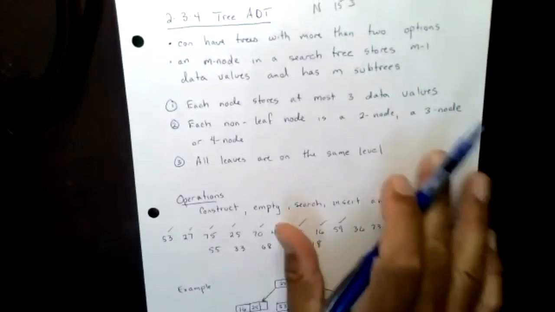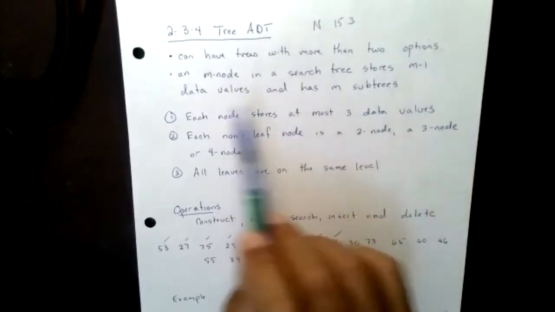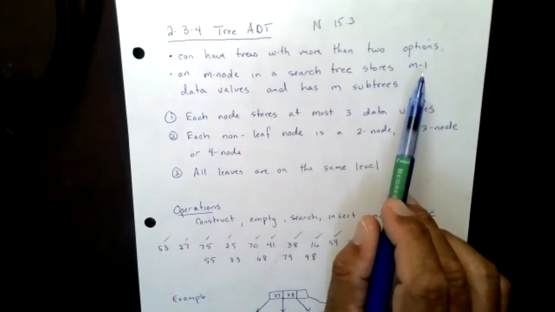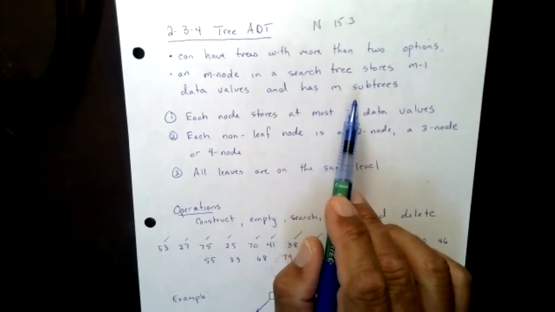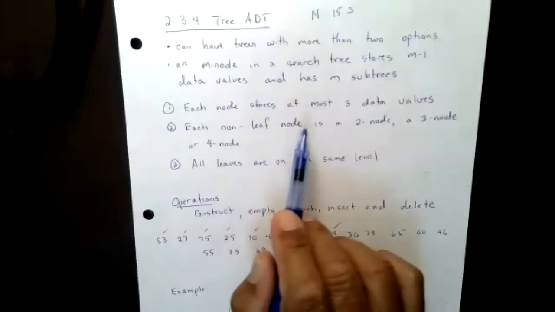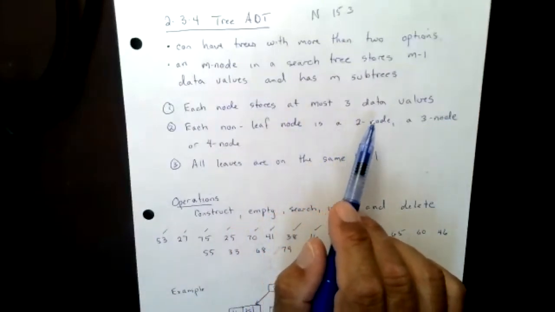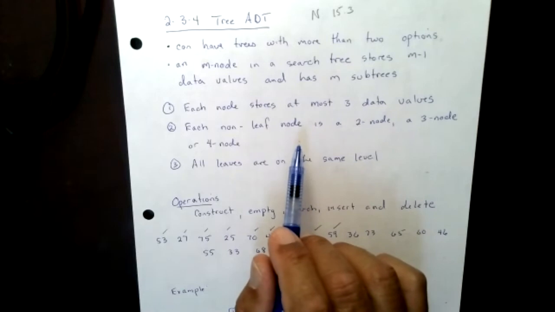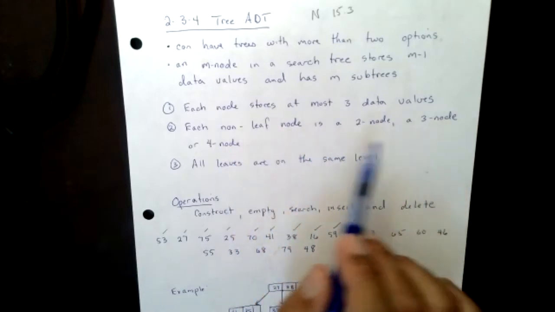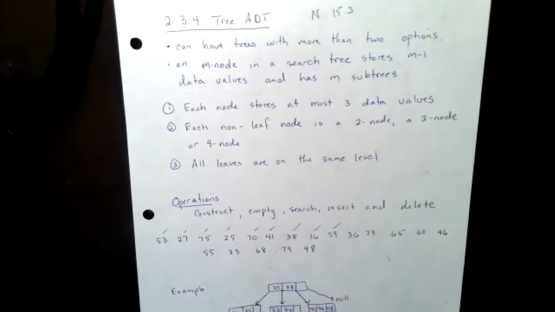All right, so when I get ready and talk about a 2, 3, 4 tree, an M node has M minus 1 data values and M pointers coming out of it, pointing to subtrees. Each node stores at most 3 data values. Each non-leaf node is a 2, 3, or 4 node. And all the leaves will be on the same level.